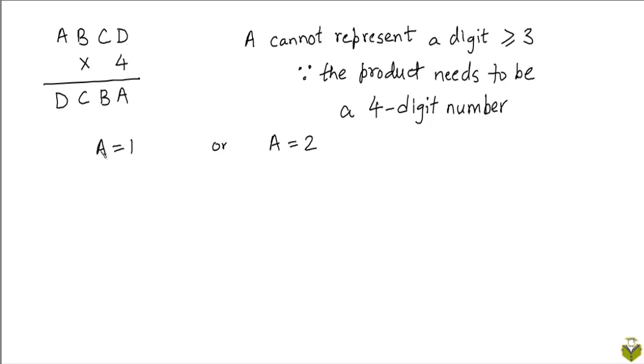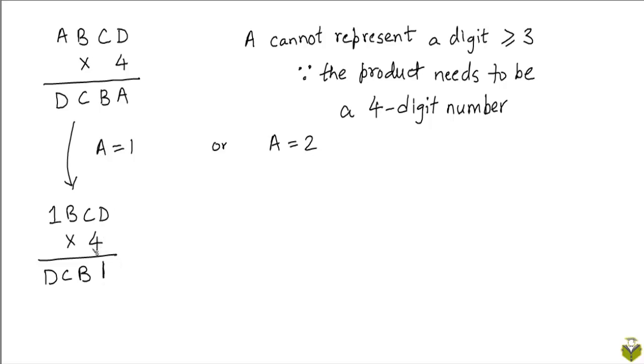Let's take A as 1. If A was equal to 1, then we can rewrite this cryptarithm as 1BCD times 4 is DCB1. Now, is it possible that 4, when multiplied with some digit D, results in a number with 1 in the units place? If you think about it, that's not possible. 4 times any number must be an even number, and any number ending with a 1 is an odd number.